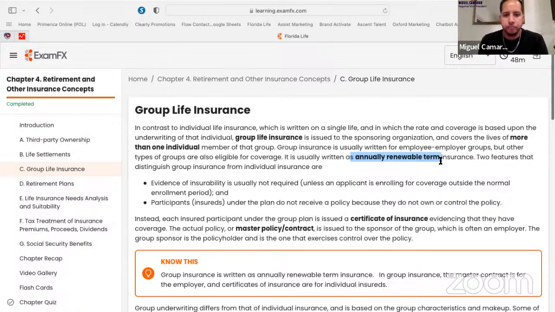Group insurance does have a portion where the insurance company is paying most of the money for you. That's why it's cost effective.